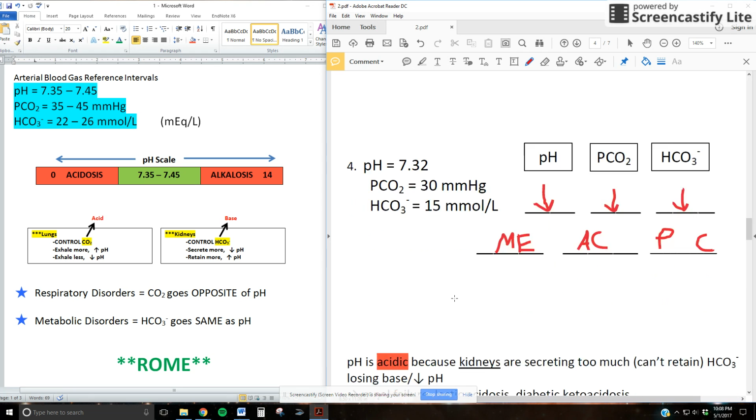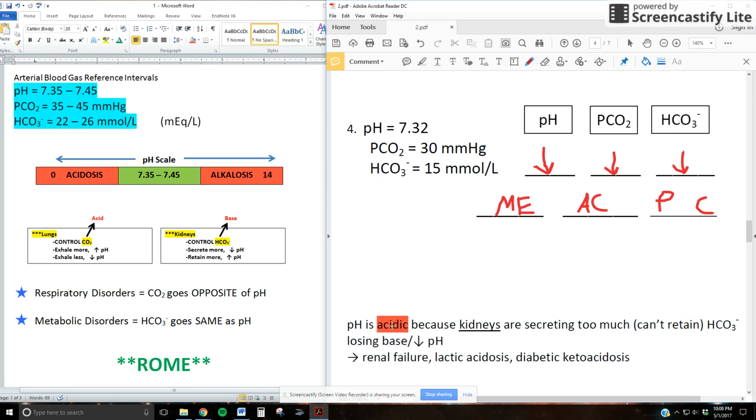Okay, and so now why are these things happening? The pH is acidic because the kidneys, it's a metabolic problem, are secreting too much or they can't retain bicarbonate, which means they're losing base. So the bicarbonate's decreased and the pH is overly decreased. So the respiratory component is going to try and compensate by exhaling more, getting rid of an acid component, and trying to increase the pH back into this normal range.